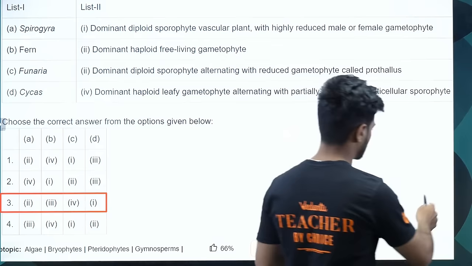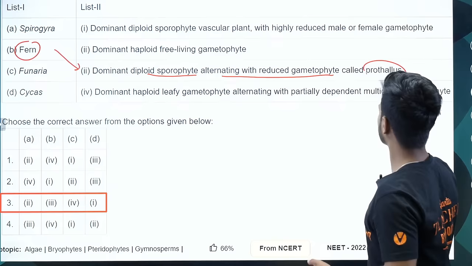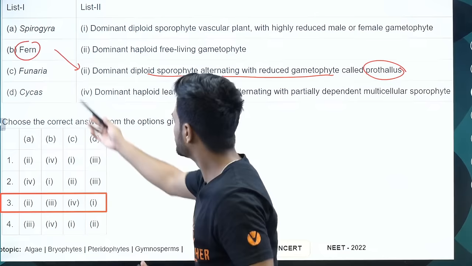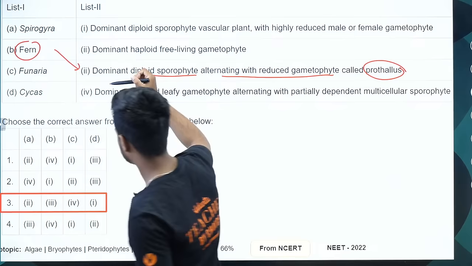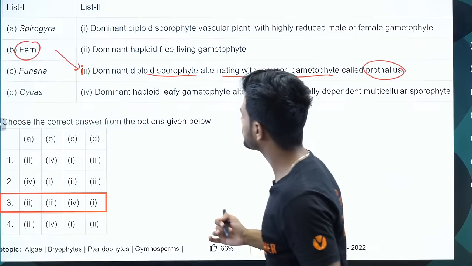Let's go one by one. Ferns, you see the prothallus. All of us know, diploid sporophyte alternating with reduced gametophyte called prothallus. If you know the life cycle of ferns, you know prothallus formation is there. In homospory, prothallus was there. So B is going to be 3. Can you see where B is 3?